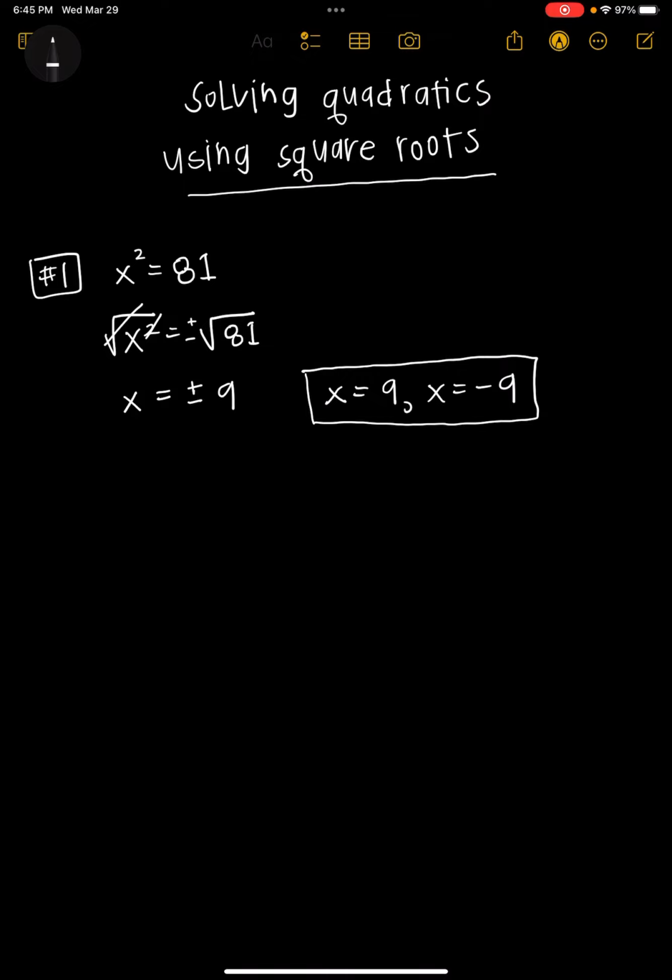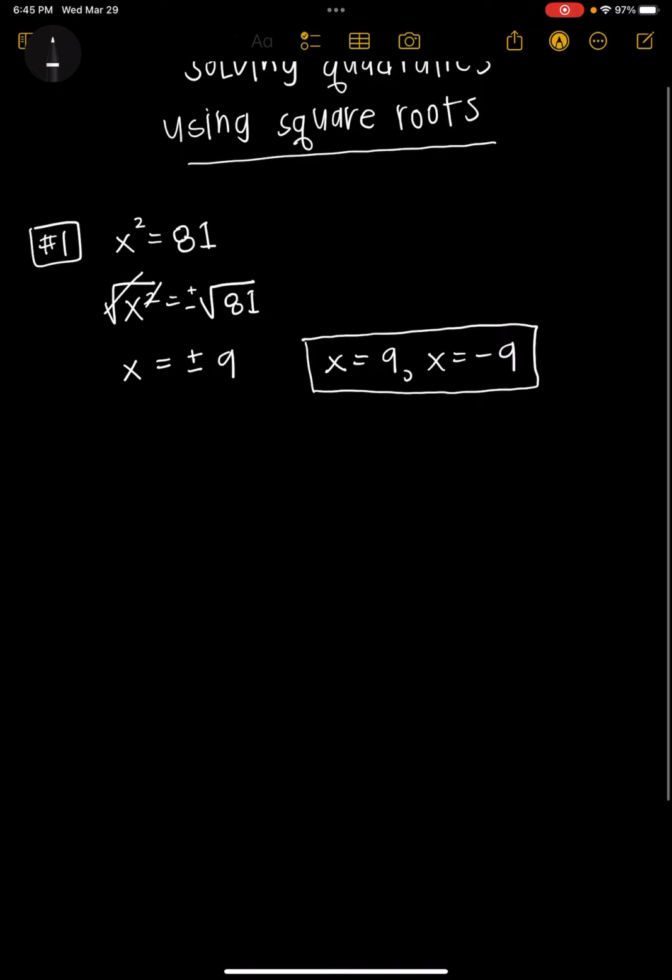So let me just backtrack and tell you why we put this plus minus on there. The reason is that anytime you square a number, it's always positive. So if I were to take my answers, the 9 and negative 9, and plug them back into the original equation to double check, let's say that x is 9. So 9 squared is equal to 81. And does that make sense? Yeah, that makes sense because 9 squared is 81.